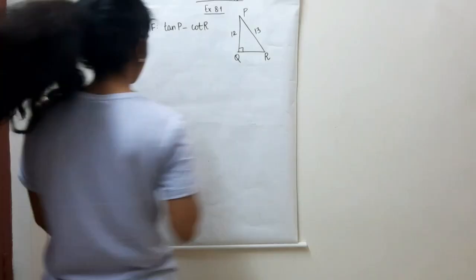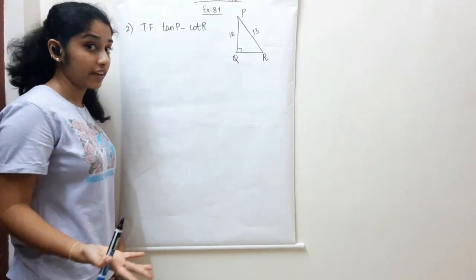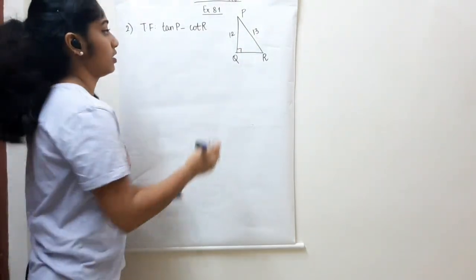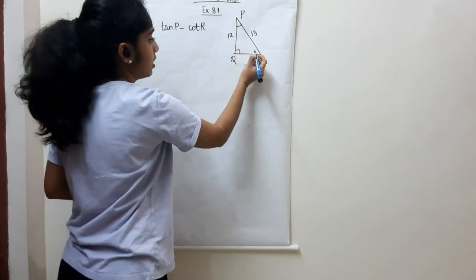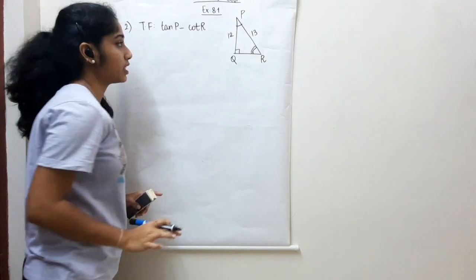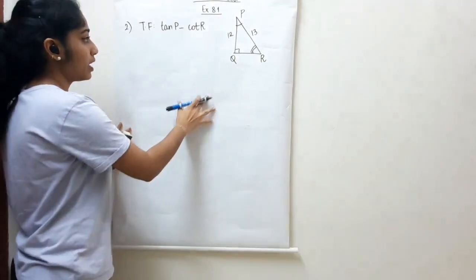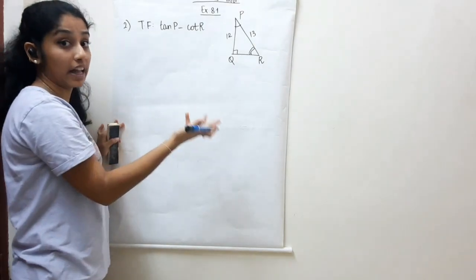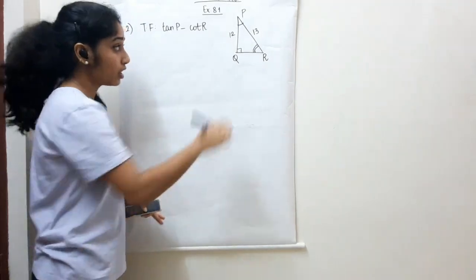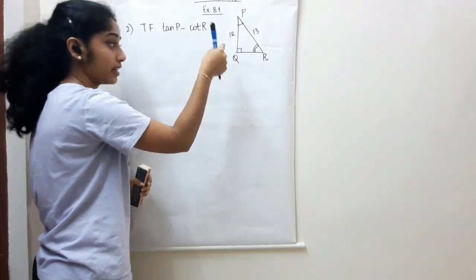So now we move on to the second problem. So here the triangle is already given, so you don't need to draw it again, and the values are also given. So PQ is 12 and PR is 13. Now we have to find tan P minus cot R. So now an expression is given and you have to find the value of it. So first of all, as I've told you, two sides of a triangle are given. Now you have to find the third side, that is QR.